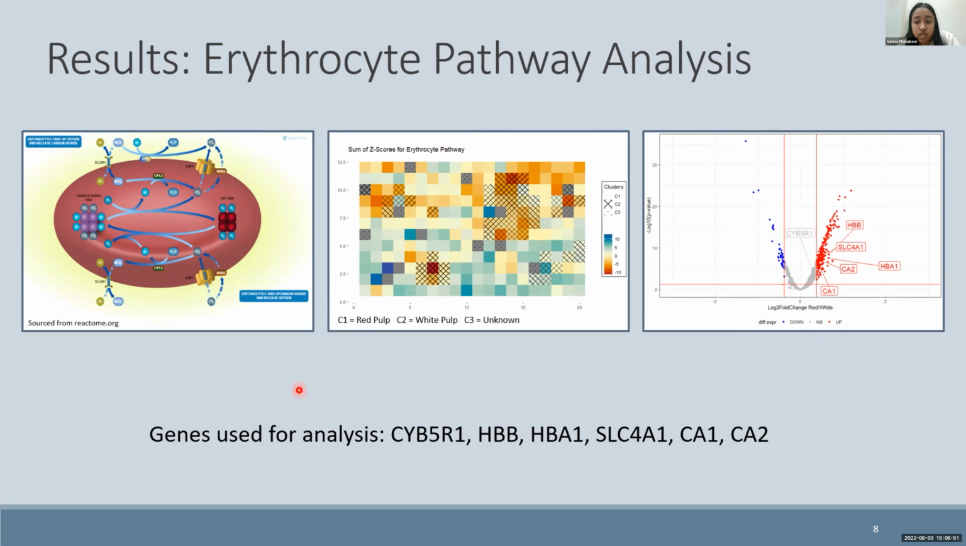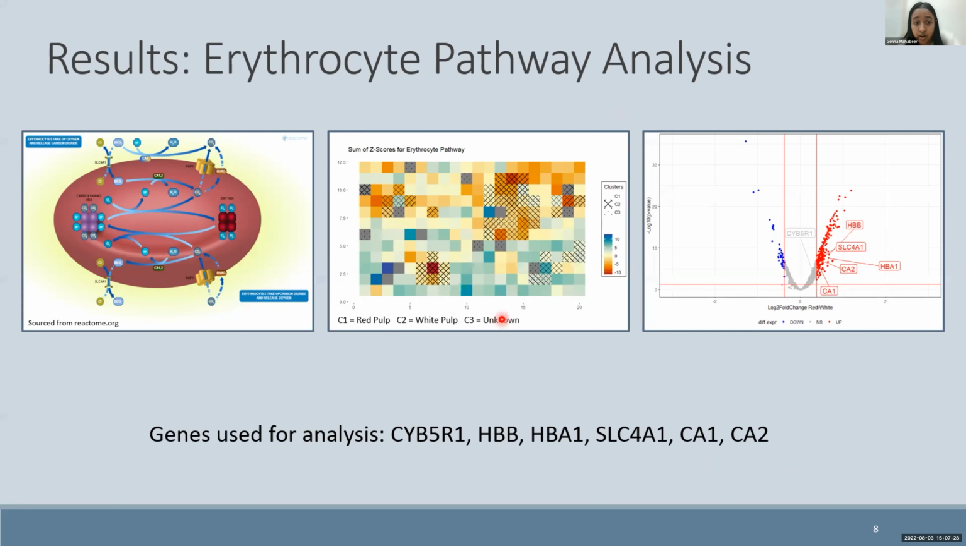Here we're looking at the erythrocyte pathway, and this is used to uptake carbon dioxide and oxygen in the body, and vice versa. And so the spleen holds on to red blood cells and is used to filter the erythrocytes by their physical characteristics. So there's going to be an upregulation of erythrocytes and the erythrocyte pathway in the spleen. And so here we used CYB5R1, HBB, HB1, SLC4A1, CA1, and CA2 to do this analysis.